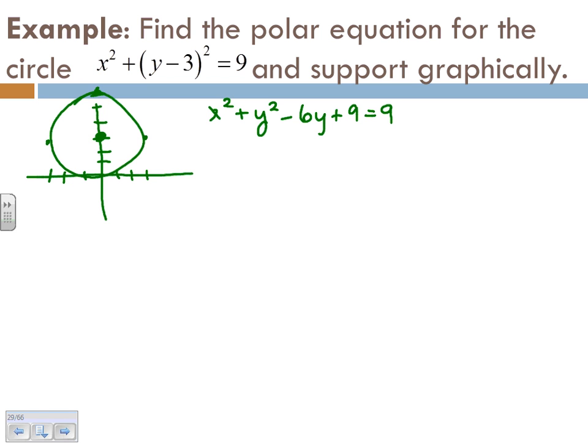So the 9's cancel, right? And then what do I know? X squared plus y squared becomes r squared. And what do I know y becomes?